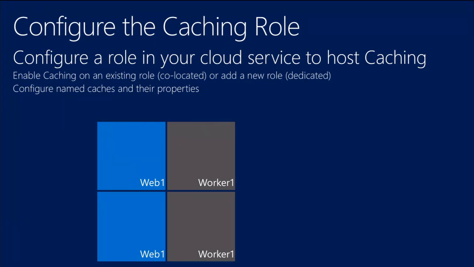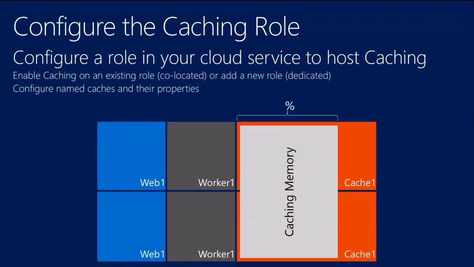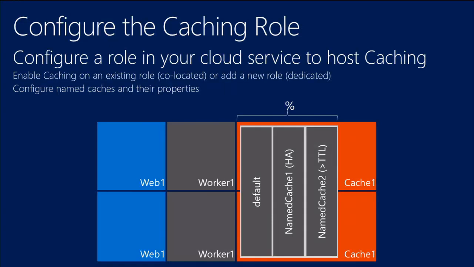So the first thing you have to do is configure a role to be the cache cluster. And for co-located cache, that's just identifying which role you want to use. Or for dedicated caching, which is what we're going to use in this example, is to just go ahead and add the new cache worker role, and then just go ahead and configure the named caches and their properties. And so in this example, we've got 3 different caches configured within these cache worker roles. And we're going to take a look at some of these different features as we go through the talk.